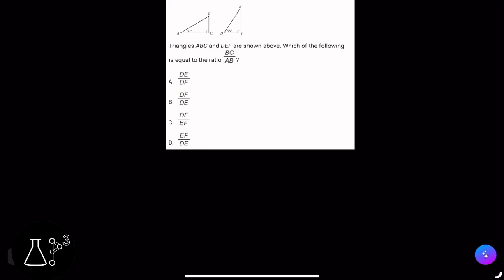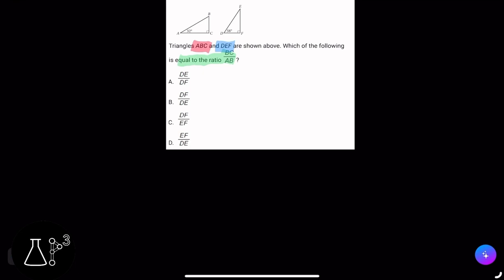Okay, let's do a harder example now. Triangles ABC and DEF are shown above. Which of the following is equal to the ratio of BC divided by AB? Okay, let's figure out what they're asking for. They're asking for the ratio of BC divided by AB. What am I given? I'm given two triangles, ABC and DEF. But I can't determine the side lengths or which ones correlate to each other because they're both in different positions.